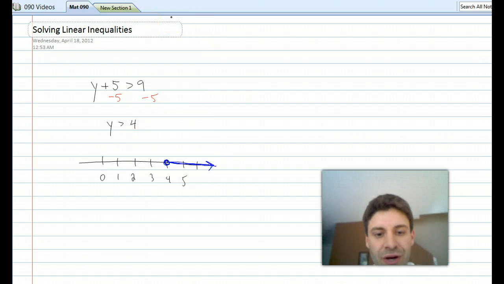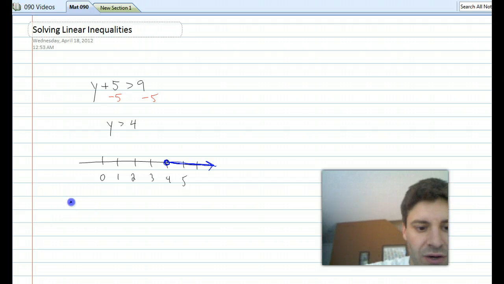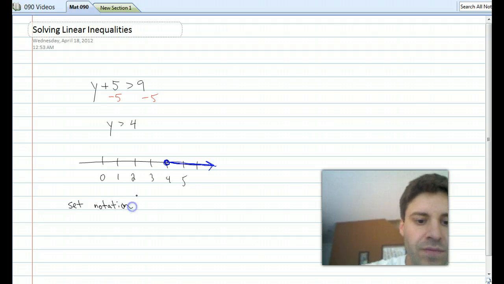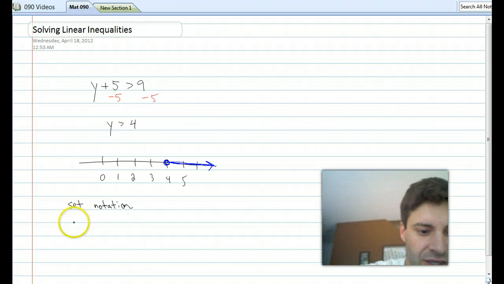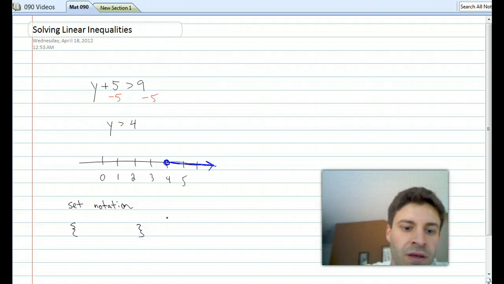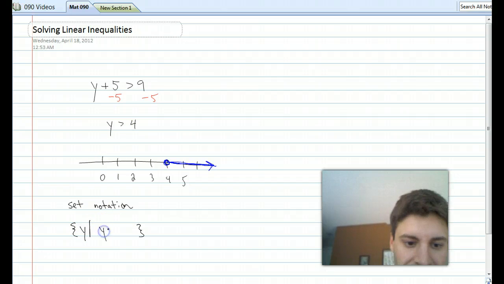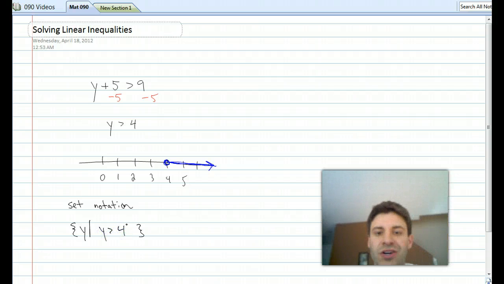We have a couple ways of representing this mathematically. One way would be called set notation. In set notation, you put these fancy squiggle lines, that's a set, and we're going to make the set of all y values, and this vertical line here means such that. So this is the set of all y values such that, and you just copy down your y is greater than 4. That's called set notation.